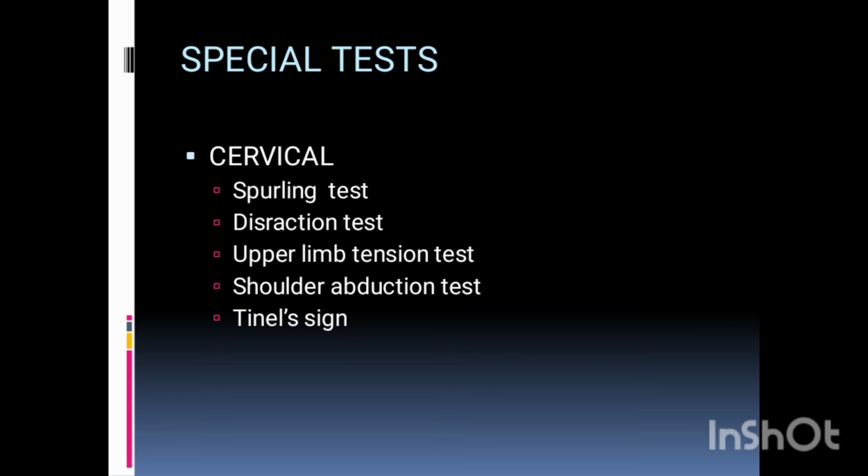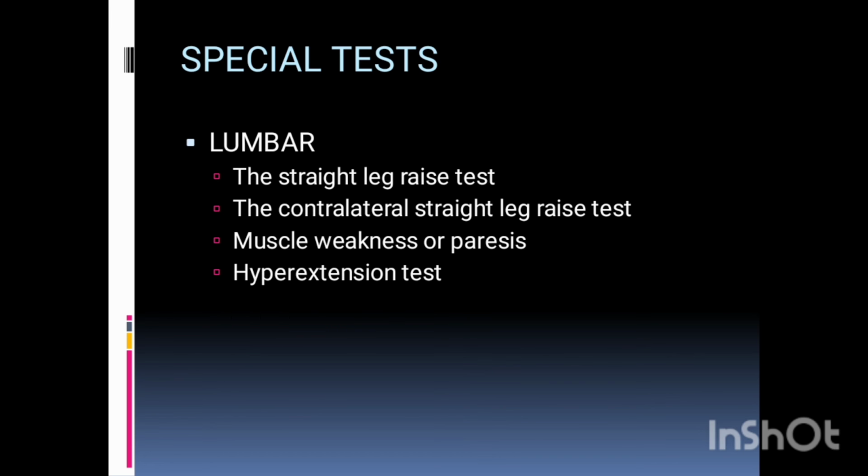Special tests for diagnosis in the cervical region are Sperling test, distraction test, upper limb tension test, shoulder abduction test, and Tinel sign. In the lumbar area, the straight leg raise test, the contralateral straight leg raise test, muscle weakness or paresis, hyperextension test.